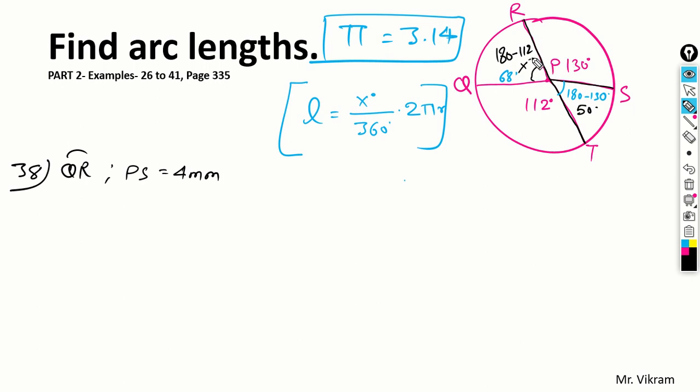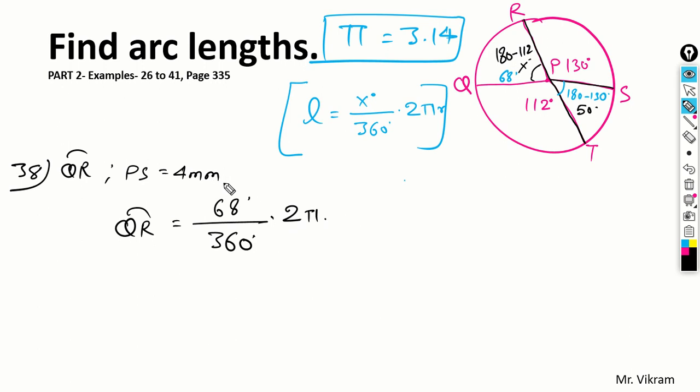So no matter if it asks me this side, this arc length, or any arc length, if you know the radius, you can find all the arc length, right? So let me solve this one also, and then I'll leave the rest to you to solve. So this one is QR. So arc length QR is equal, angle is 68 divided by 360 multiply 2 pi r, right? So r is 4 millimeter.